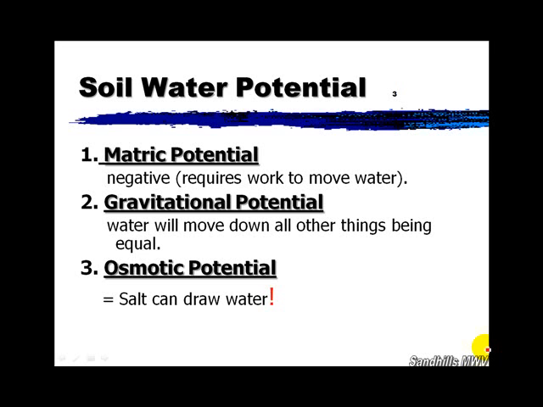Gravitational potential is going to be down, the gravitational forces of the Earth. And then another one that we haven't talked about but is going to become pretty important is osmotic potential. Osmotic potential is salt. So if we have salt in an area, it will draw water. This becomes very important in fertilization, because when plants die from over-fertilization, it's usually because of osmotic potential. It's usually because they run out of water.